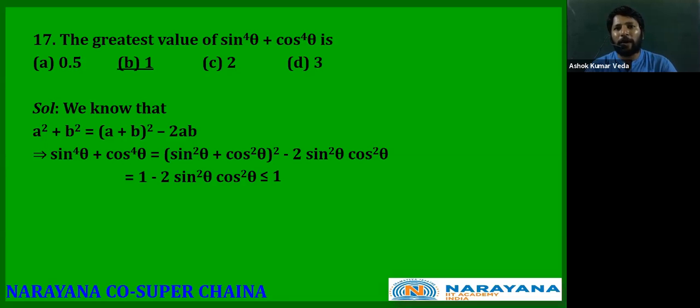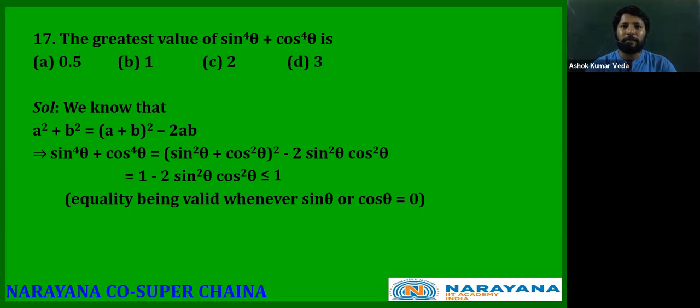It could be equal if sine square theta into cos square theta is 0. If that turns out to be 0, then we have 1 minus 0, and equality is valid. Otherwise, 1 minus 2 sine square theta cos square theta is always less than 1. Therefore, we have the equality being valid whenever sine theta or cos theta is equal to 1. Therefore, we have the given expression to be less than or equal to 1, which is your answer, right? So, the greatest value is 1.